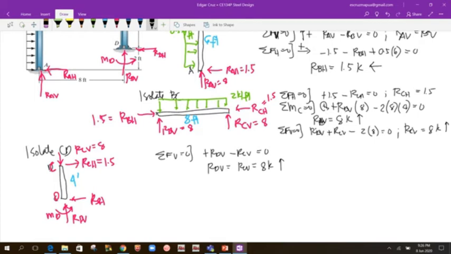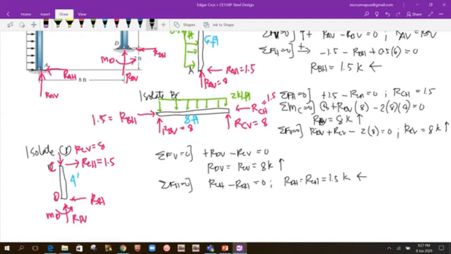Now, pagka nag-summation forces horizontal ka naman equal to 0, yung RCH kanan minus RDH. Okay? So, equal to 0. So, from there, I could solve that RDH is just equal to RCH, and that is equal to 1.5 kips. Okay? So, yung RDH natin is kaliwa.